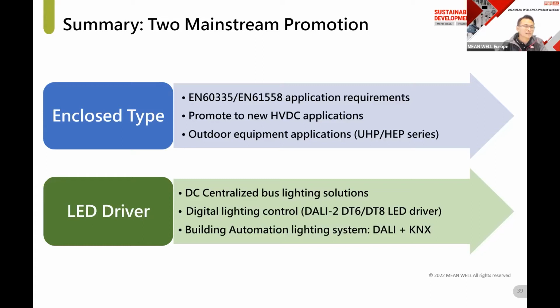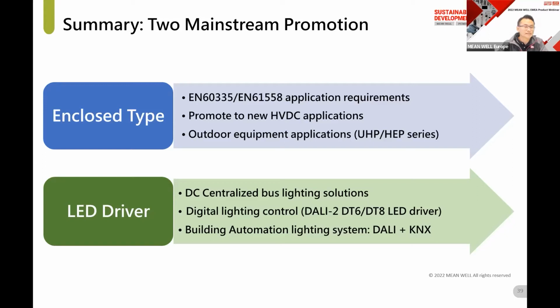A lot of industrial applications need power supplies with high voltage output. UHP, HEP, and CSP would be the solution. For outdoor applications, we recommend using the UHP and HEP. If the project requires IP protection, please choose a HEP wire type model. Regarding LED drivers, DC house could be a trend in the future. If you have a demand, we are ready for that.